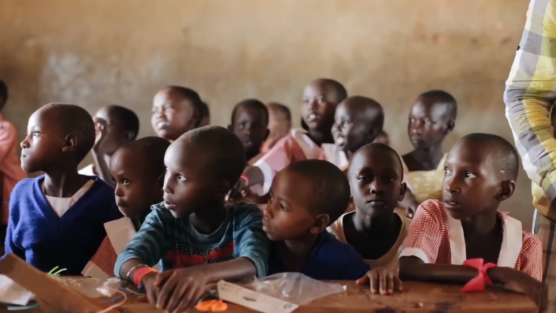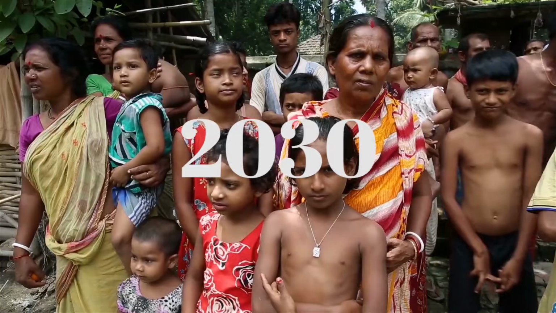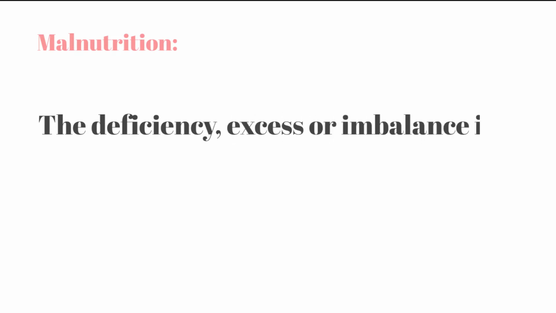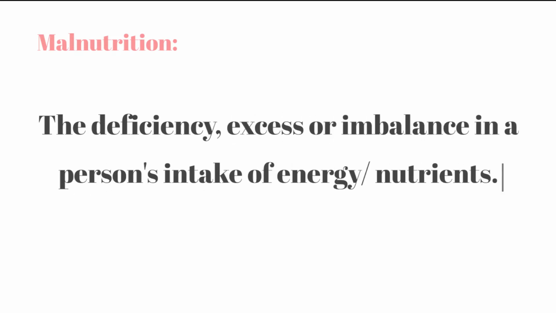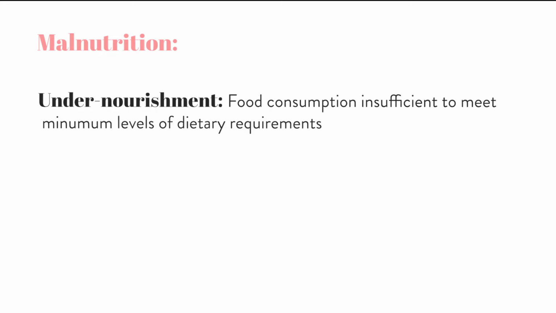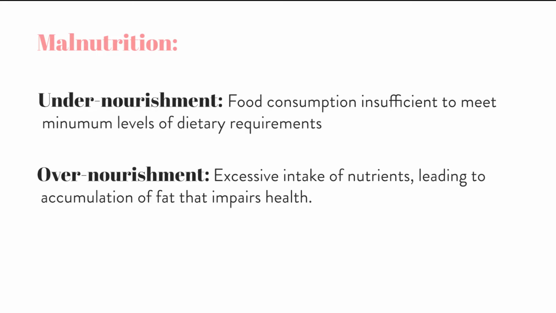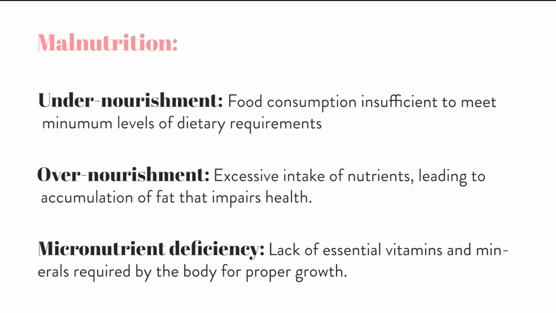This target is aimed to be completed by 2030 and presently affects areas across the globe such as Asia, South America, and Africa. So what is malnutrition? Malnutrition is defined as the deficiency, excesses, or imbalance in a person's intake of energy and/or nutrients. There are three main types of malnutrition: undernourishment, overnourishment, and micronutrient deficiency.